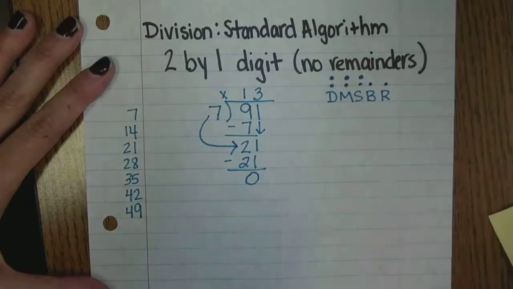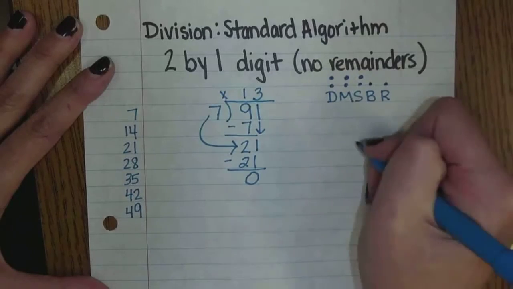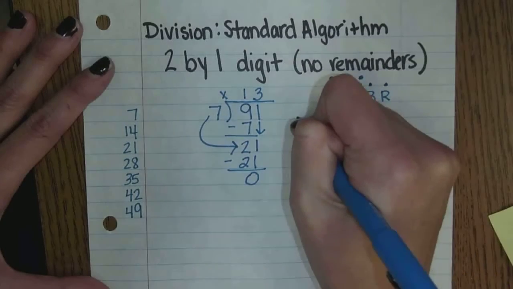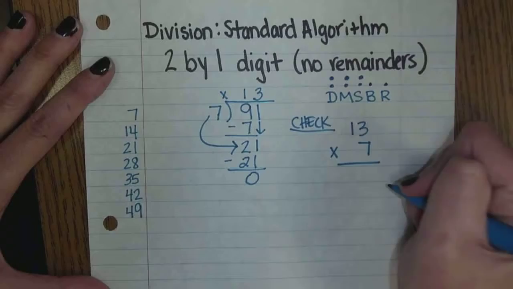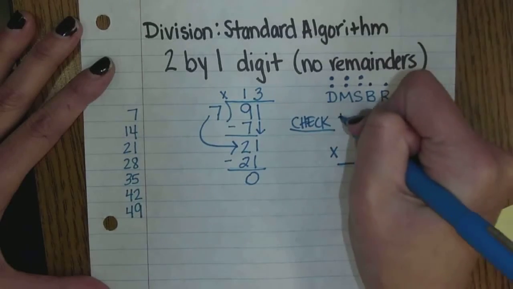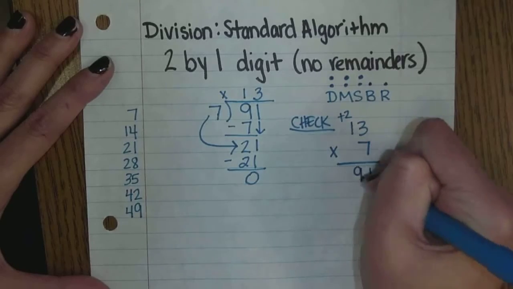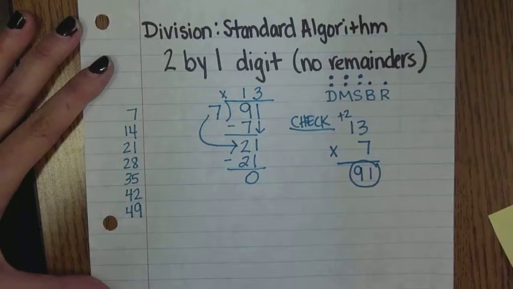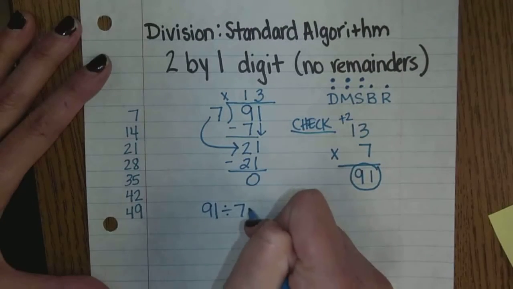After we get our answer for our problem, we are going to be checking our answer. We are going to do 13 times 7. And I've been telling the students on the side to write check. We're going to do 7 times 3 is 21. Put the 1 here plus the 2. 7 times 1 is 7 plus 2 is 9. So our answer matches what we started with, 91 and 91. So our answer of 91 divided by 7 is 13.